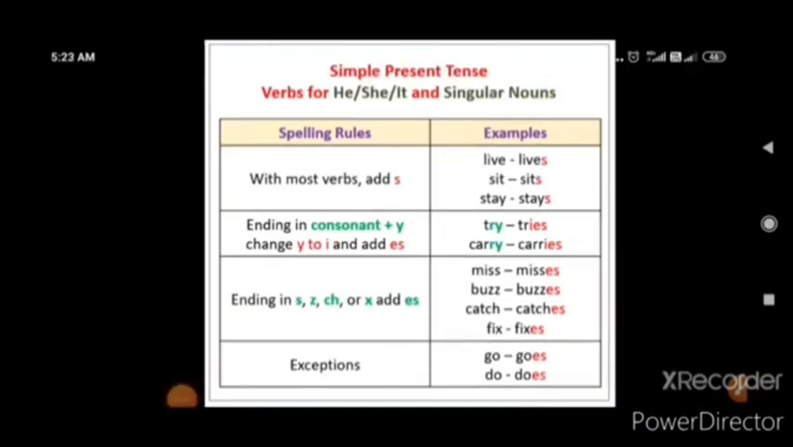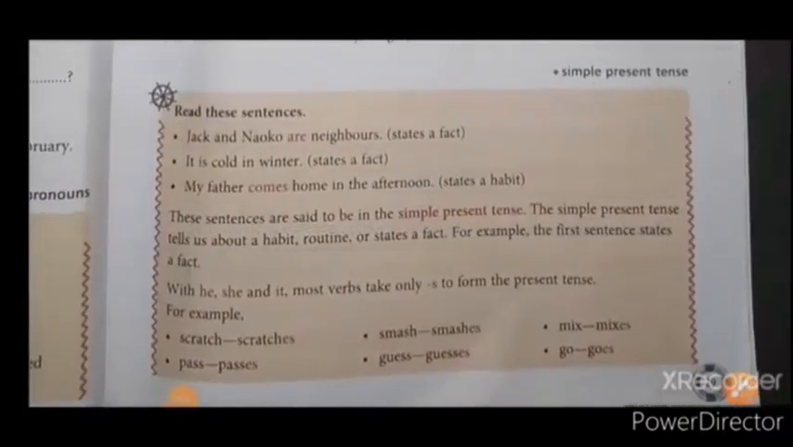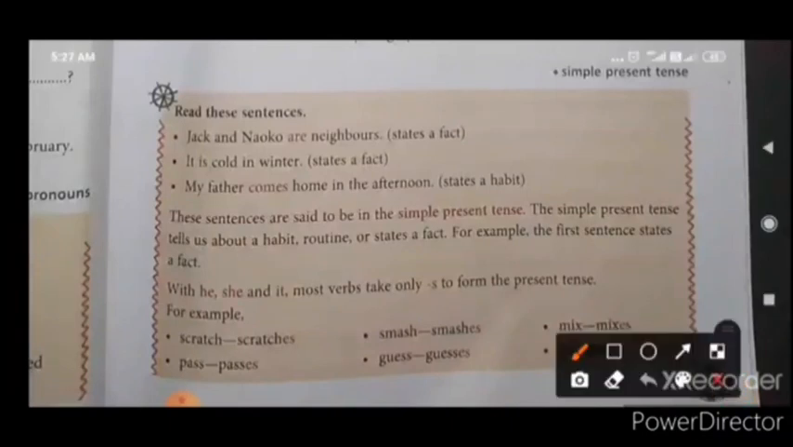Students, I hope you have understood. Let's do some exercise in your English book. Take your English book, page number 29. Here, for simple present tense, examples have been given. Let's read it. Jack and Nick are neighbors. As I said, Jack and Nick is considered they. So there is no main verb here.